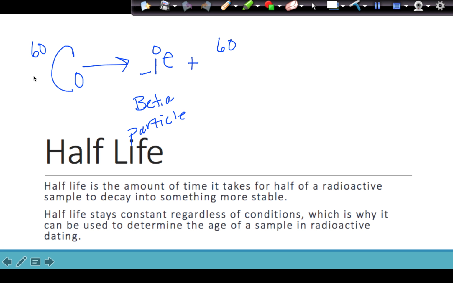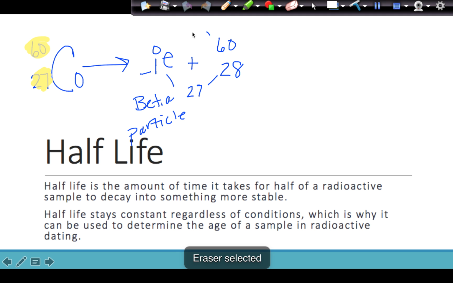Hopefully you found on your periodic table that cobalt has an atomic number of 27, which means that when it releases a beta particle, its atomic number goes up by 1 to 28. Remember, 60 is my total on this side, so 0 plus 60 has to equal the same number. On the bottom, my atomic number over here is 27. That means that these two numbers have to equal 27, which makes the new atomic number 28.